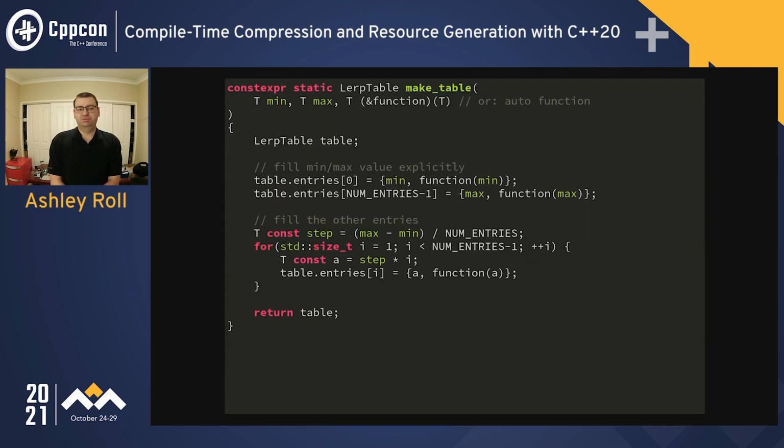If we have a look at our implementation of make table, we're taking a function in, and we'll see other ways to bring in functions later on. For example, you can use auto, the auto parameter stuff you can do now in C++20.